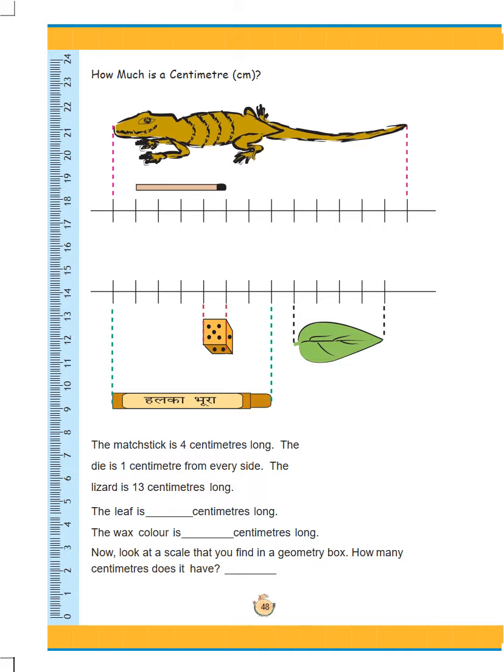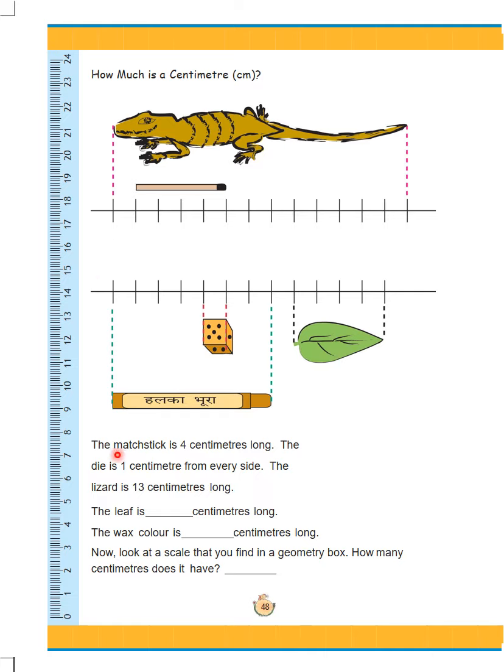Now children, open page number 48. Here we will learn how much is a centimeter. Look at the scale given on the left side of the page. The scale has numbers 0 to 24 written on it. Therefore, it is a 24 centimeter scale. Children, always remember that while measuring on a scale, start from 0. Let's solve the exercise given here.